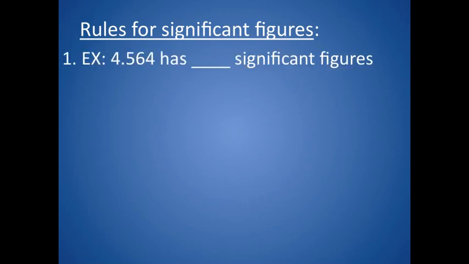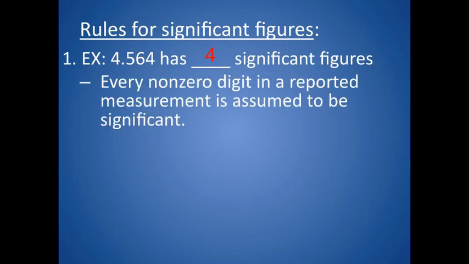So as a first example for rule number 1, if you take that number 4.564, that has how many significant figures? Well, if that's a reported measurement, so this 4 here is your guess, you count all of them. So this particular measurement would have 4 significant figures. So here's your rule. Every non-zero digit in a reported measurement is considered significant. So this is your reported measurement. Those are all considered significant.